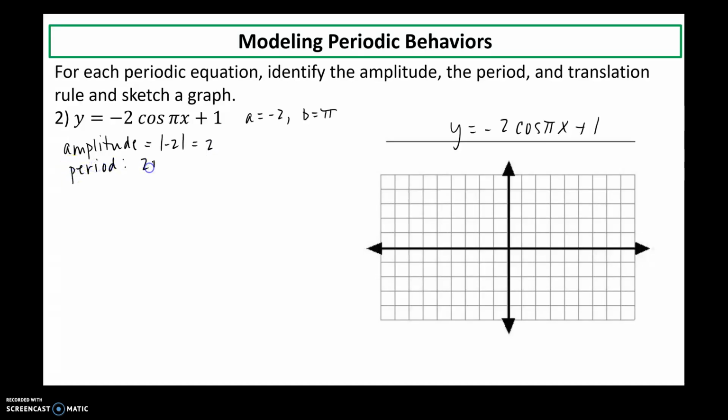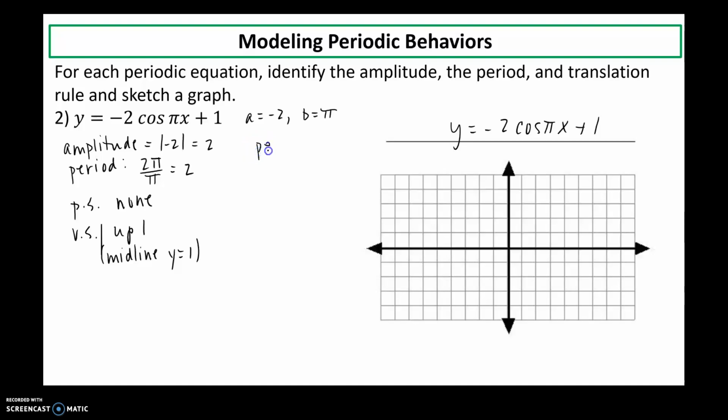Our period, 2 pi divided by pi. So the period is also 2. Phase shift, there is none. Okay, nothing is in a set of parentheses being added or subtracted to the x. Vertical shift is up 1, which means the equation of our midline is at y is equal to 1. Okay, there'll always be horizontal lines.